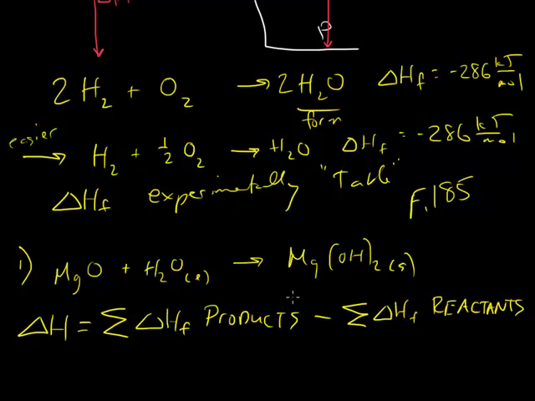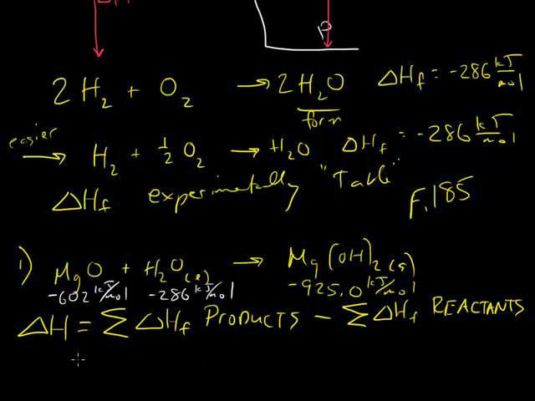To do this for this example equation, we can look up the values for each of these. The first product we have is magnesium hydroxide, and on the back of F185 we look this up, and this value is negative 925.0 kilojoules per mole. Then we look at our reactants: MgO has a negative 602 kilojoules per mole, and liquid water has a value of negative 286 kilojoules per mole.